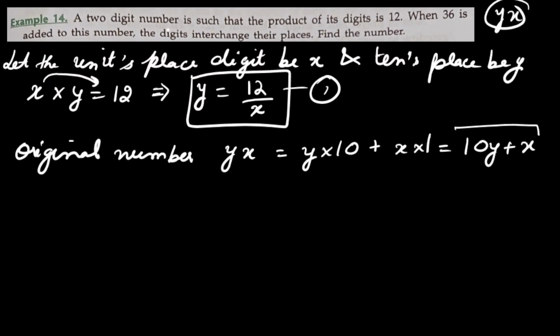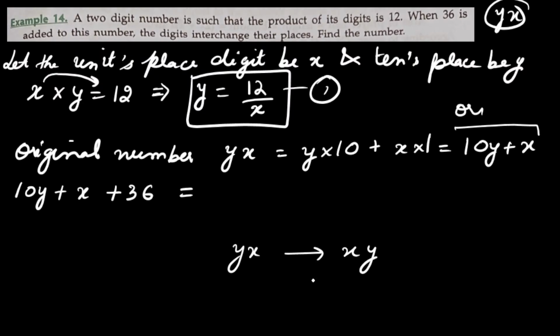In this number, what is happening when 36 is added? This is the original number, 10y plus x. When I am adding 36 to this, the digits interchange their places. That means if the number was yx earlier, now it has become xy. See, the expansion of xy also we can write.